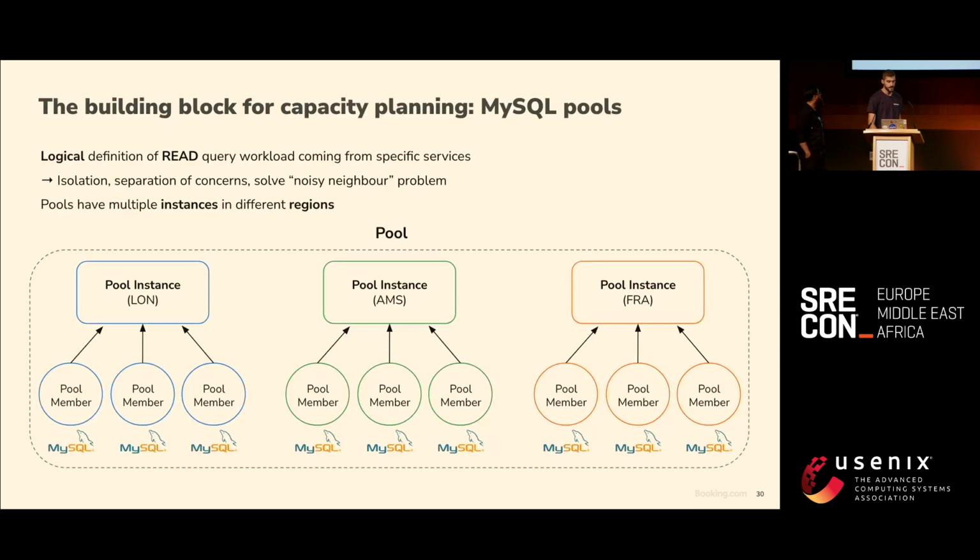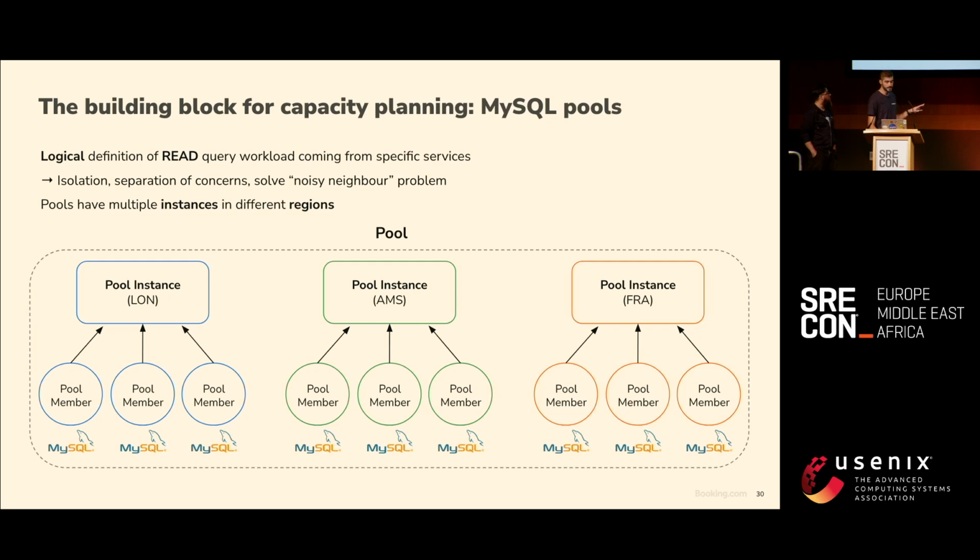So this is the building block on which automated capacity planning was built: MySQL pools. A MySQL pool is a logical definition of read-only replicas that exist in every cluster and serve specific workloads from specific services. This is very helpful to isolate between services, separate concerns, and solve the noisy neighbor problem inside MySQL servers. As you can see in this graph, a pool has multiple pool instances.